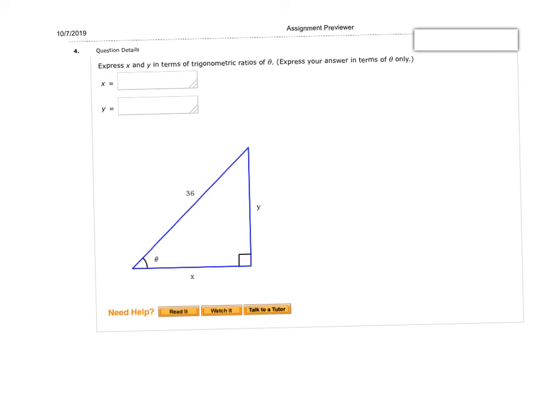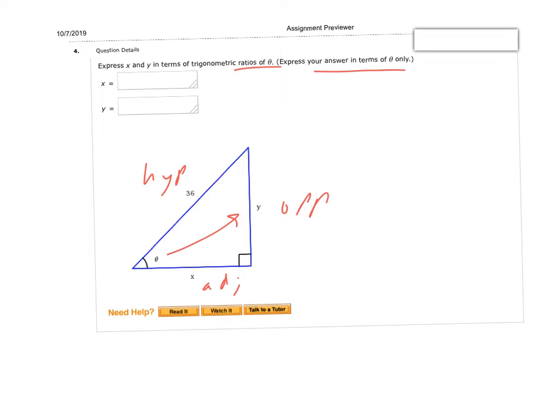All right, next one here, it says express x and y in terms of trigonometric ratios of theta. So this means we're not going to get a numeric answer here. We're going to get some answer in terms of theta. So what I would say here is that from theta, this would be the opposite, and then this would be the adjacent, and this is of course the hypotenuse.